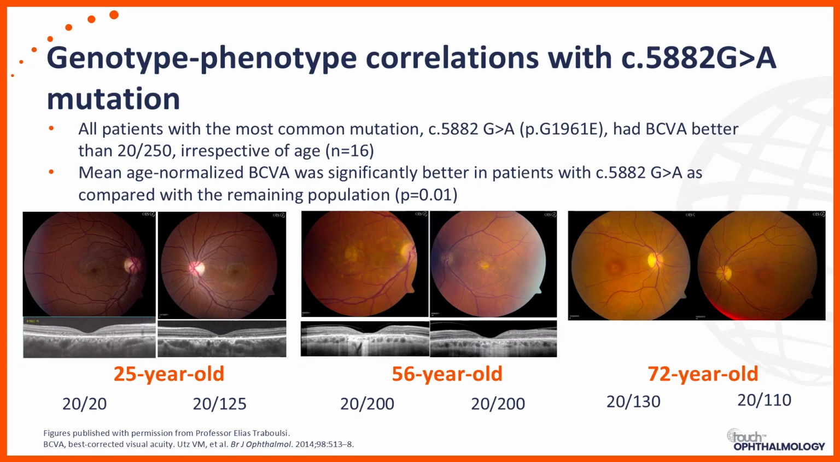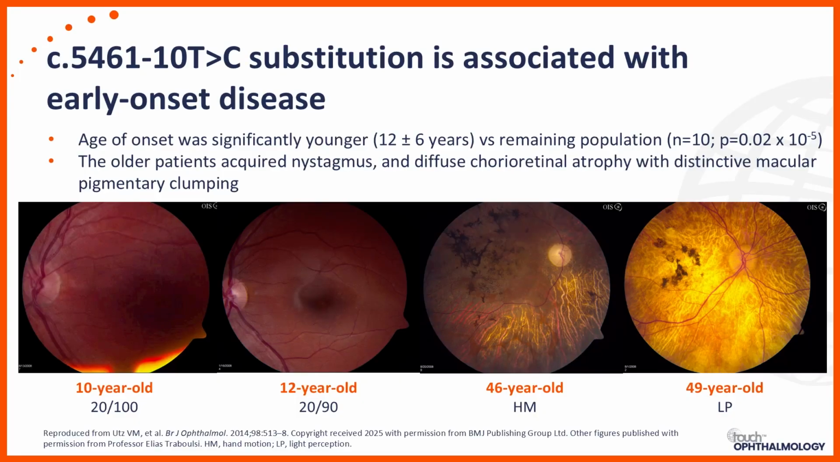We have looked at this type of correlation in a number of patients in the past and published our results. On the other hand, patients with the c.5461-10T>C substitution, that's usually associated with early onset disease. For example, a patient who's 10 years old when they start having symptoms can go on to lose all their vision by the age of 50. These are the less common situations.